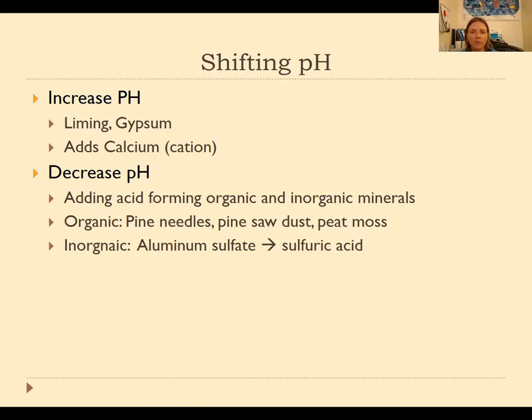If we want to decrease pH, we can try to add acid-forming organic compounds. That could be pine needles, pine sawdust, or peat moss. Or we can add aluminum, because we know that aluminum is an acid-forming material, and aluminum sulfate in particular is something that has aluminum and then dissociates into sulfuric acid. And so that's an amendment that's sometimes used in soil to decrease soil pH.